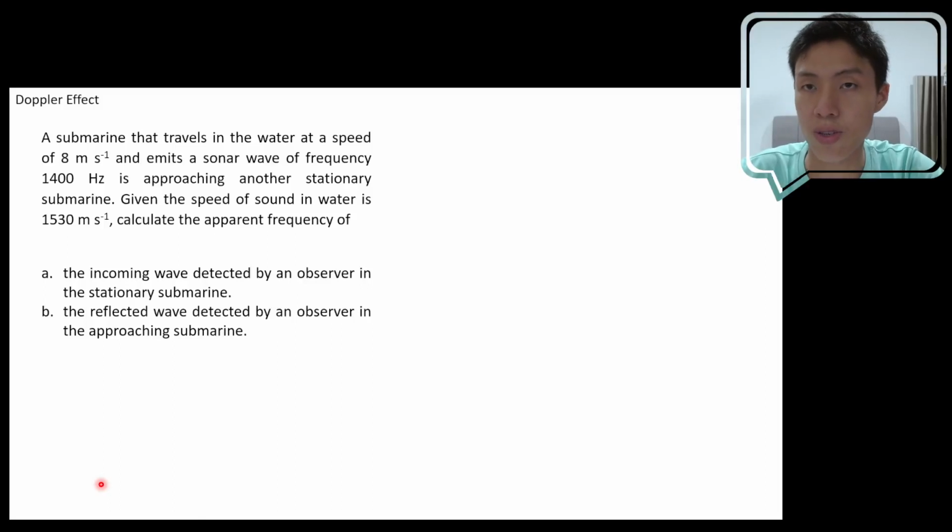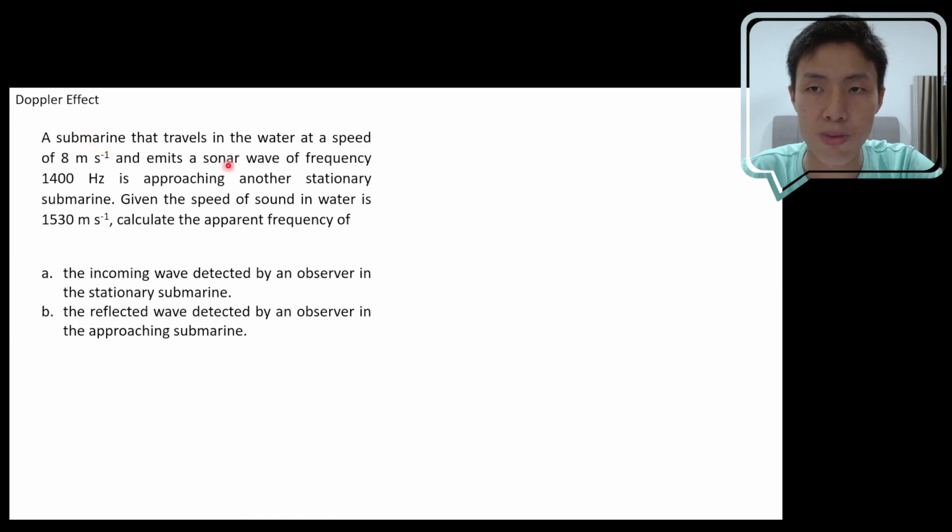Let's try to solve this question here. A submarine that travels in the water at a speed of 8 meters per second and emits a sonar wave of frequency 1400 Hz is approaching another stationary submarine. Okay, let's understand the situation clearly.